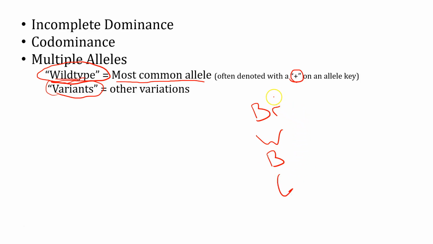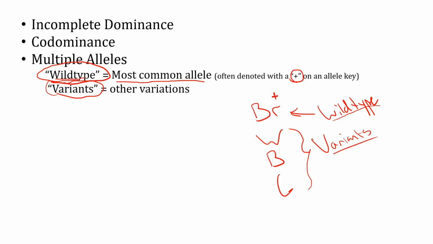The wild type one, if it was, let's say, brown, you'd put a little plus sign there to indicate that this is the wild type allele. This is the one that's most commonly in nature, and the ones that are different than that, we call all these other types of alleles variants. So not always do we just have two alleles, a dominant and a recessive. Sometimes there's a variety of them.